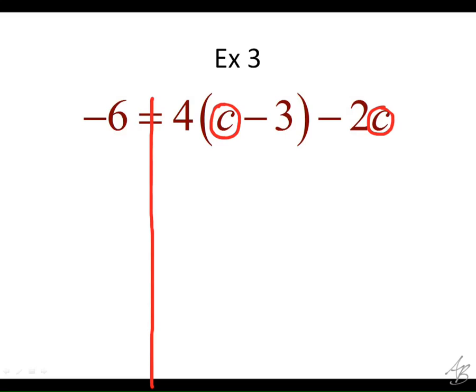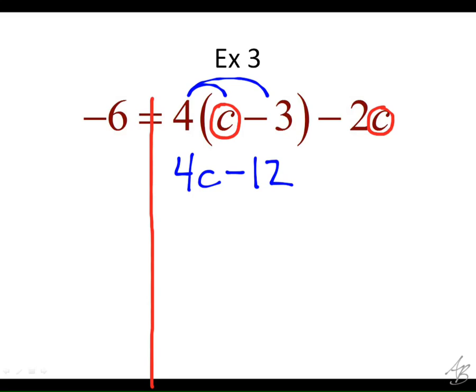So we're going to get rid of the parentheses here by doing what? Distributive property, yeah. So we're going to distribute the 4 times the c and the 4 times the negative 3. Should I do the 4 times the negative 2c also? Why not? Yeah, the negative 2c is not in the parentheses. All right, so I'm going to distribute that 4. 4 times c is what? 4c. 4 times negative 3 is negative 12.